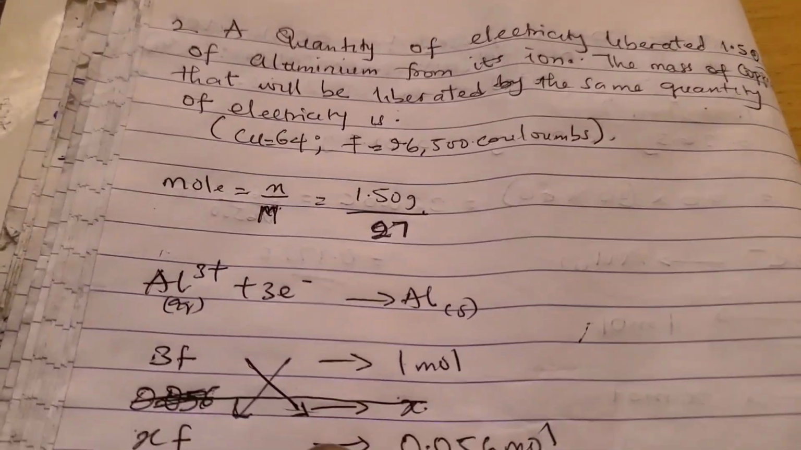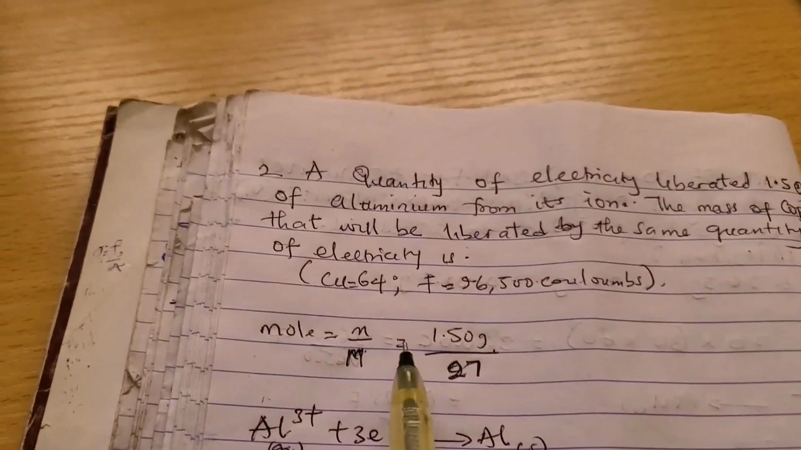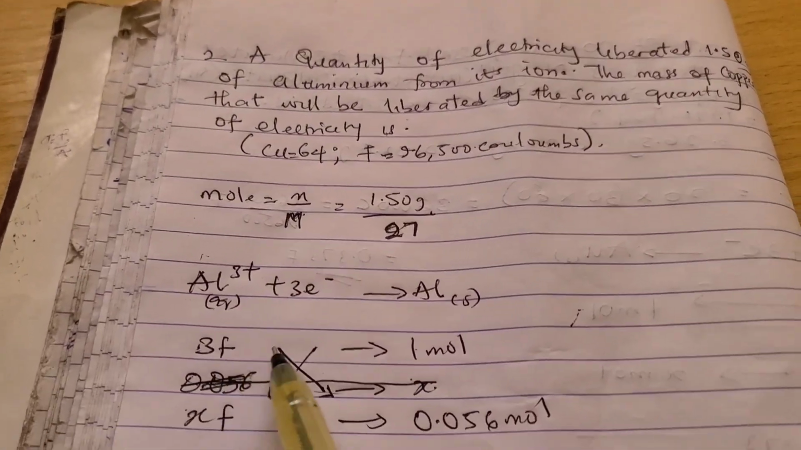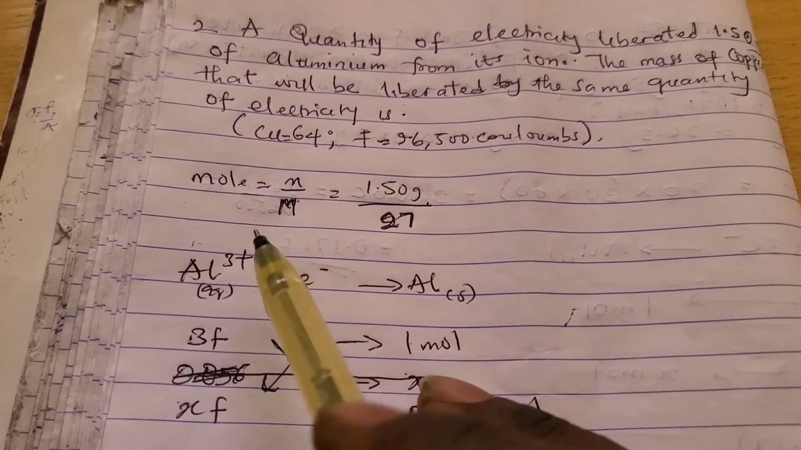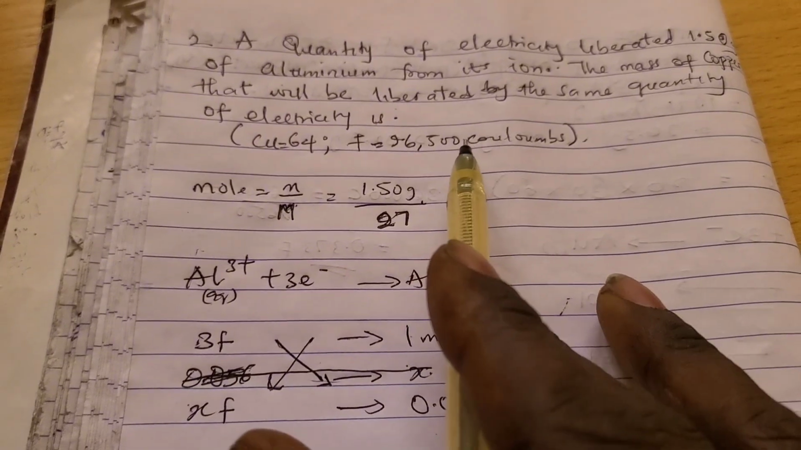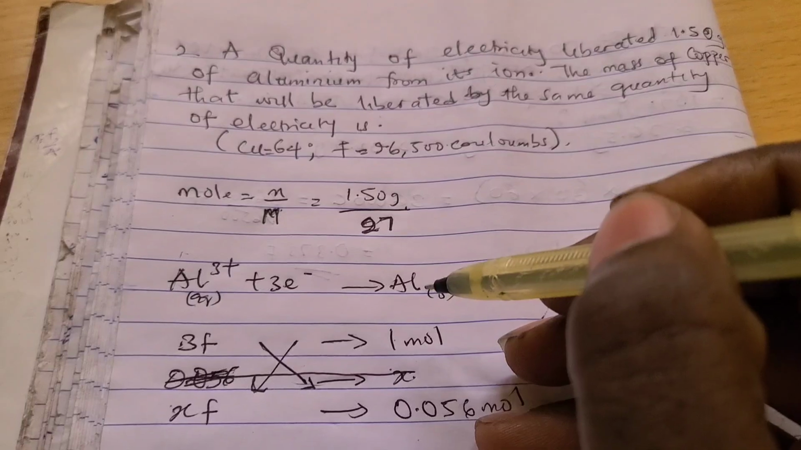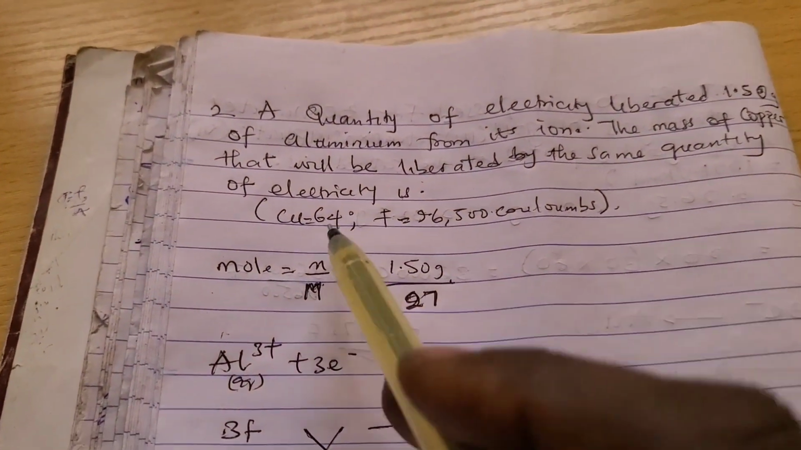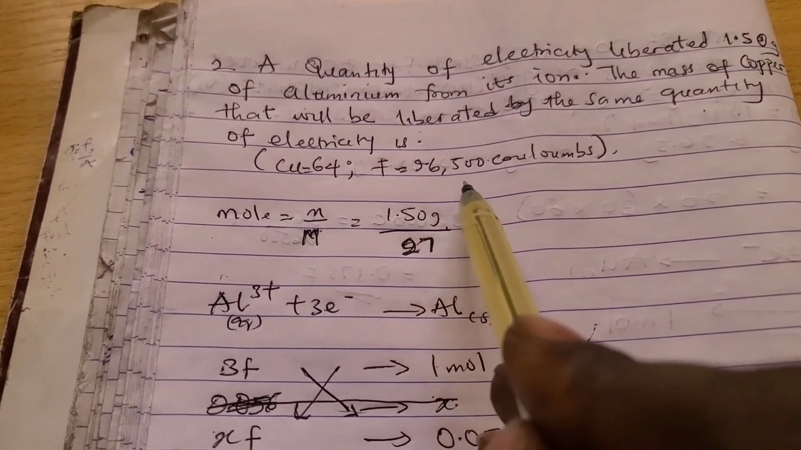First of all, we have to know the quantity of electricity that liberates aluminum. As I said earlier, there are two methods to do this: the mole ratio method, like the relationship method, and the formula method, but I'll show you the two. I have a particular problem with this question because I didn't see the answer in the options, but I believe strongly that this is the way it should be solved. These are the additional information: copper 64, that is the molar mass, and then Faraday is this.